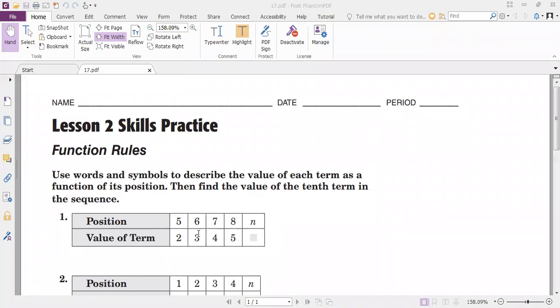Because here we have 5 becomes 2, I subtract 3. 6 becomes 3, so I subtract 3. 7 becomes 4, I subtract 3. And 8 becomes 5, I subtract 3. If I have n, it will be n minus 3. Another question: if this number will be 10, if I need the 10th term, okay?